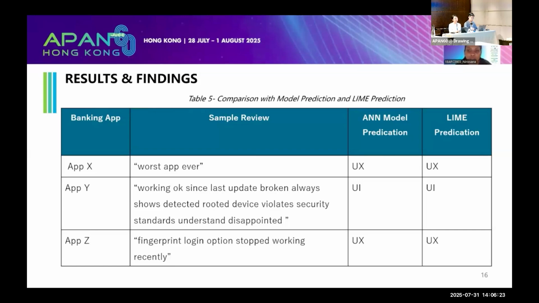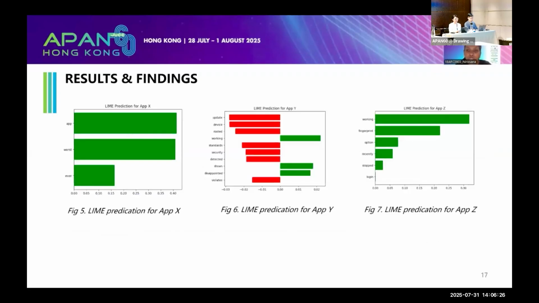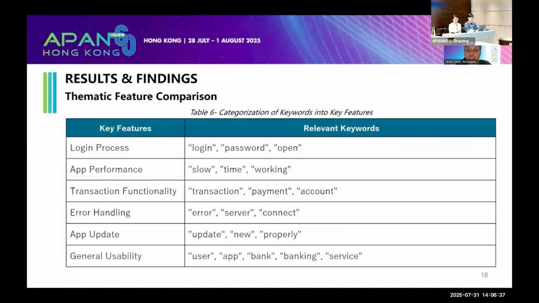Next, these are the images that illustrate the LIME-based explanation for the ANN model classification of the user reviews from apps X, Y, Z. Next, the thematic feature comparison process begins with keyword extraction from the negative reviews of each banking app. These keywords are identified using LDA topic modeling techniques, which group frequently occurring words into topics. Then we manually classified these keywords into relevant, meaningful key feature categories as shown in this table.